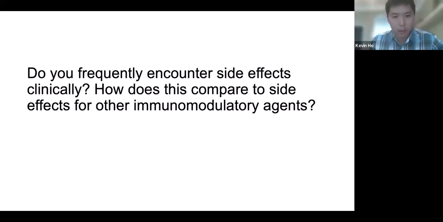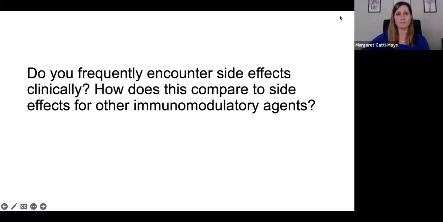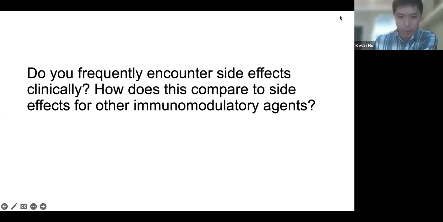Okay. And then for both Dr. Possick and Dr. Gatti-Mays, how frequently do you encounter side effects clinically? I know we quoted some numbers, but they were from early meta-analyses and grouped some agents together. Some are just on trastuzumab deruxtecan. And how does this compare to side effects you have seen from other cancer treatments?